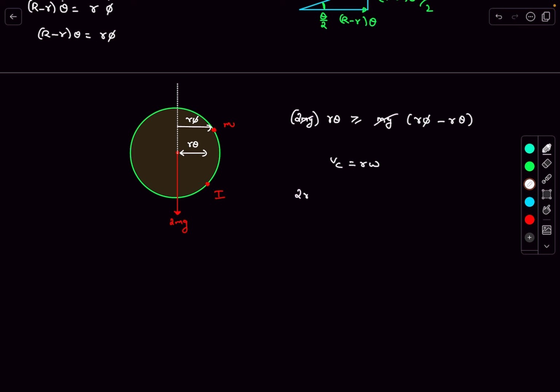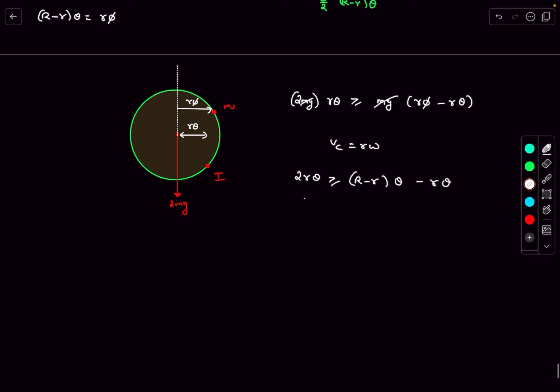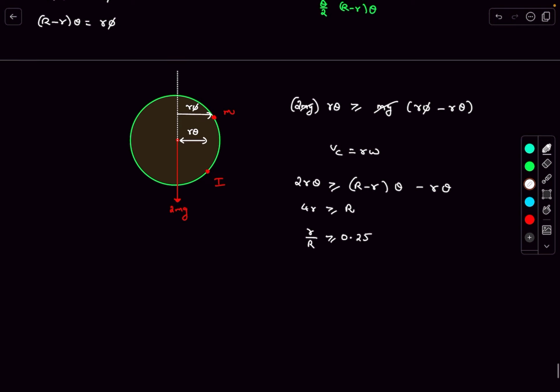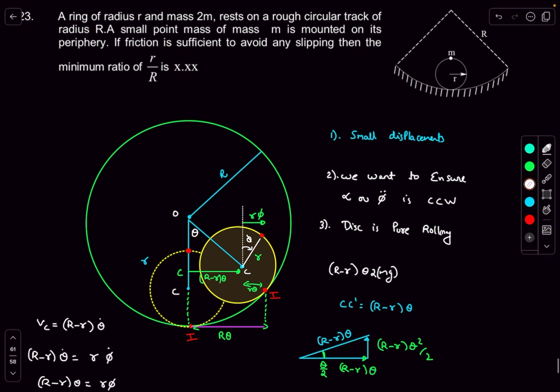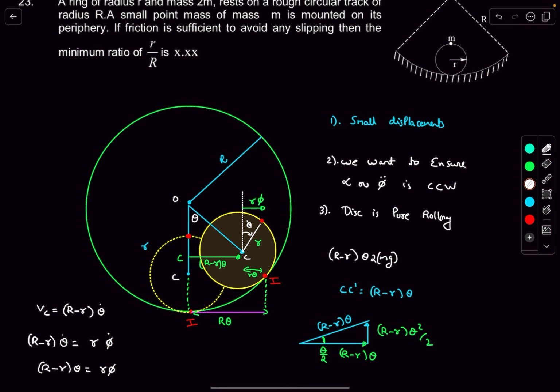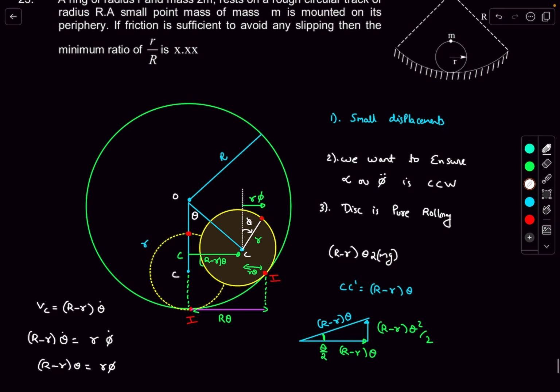So this becomes 2r theta should be greater than or equal to (capital R minus small r) into theta minus r theta. So 4r should be greater than or equal to capital R. So from here we get small r by capital R should be greater than or equal to 0.25. Okay, so that was it for this question. The complex part in this question is drawing a good diagram and writing the displacements.